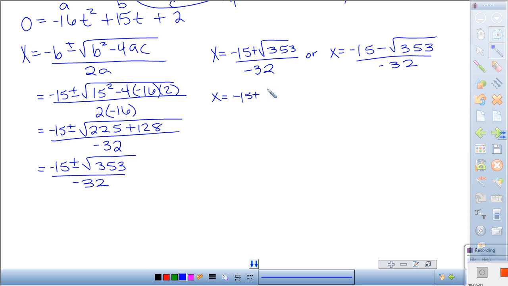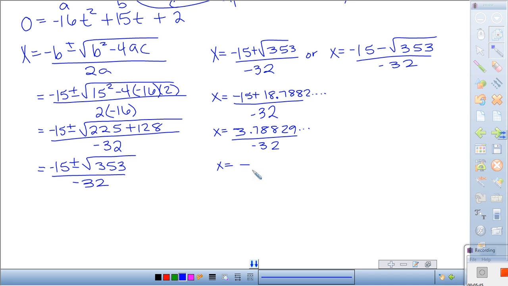Negative 15 plus the square root of 353 is 18.7882, etc., divided by negative 32. So x is, now leave this in your calculator. If you took the square root of 353 and you had this in your calculator, leave this in your calculator and then just hit plus negative 15, or you can just do minus 15, which is the same thing. So when you subtract 15, you should get a positive 3.78829, etc. Leave that in your calculator and then divide that by negative 32. So just hit divided by negative 32. That's where you get that answer.